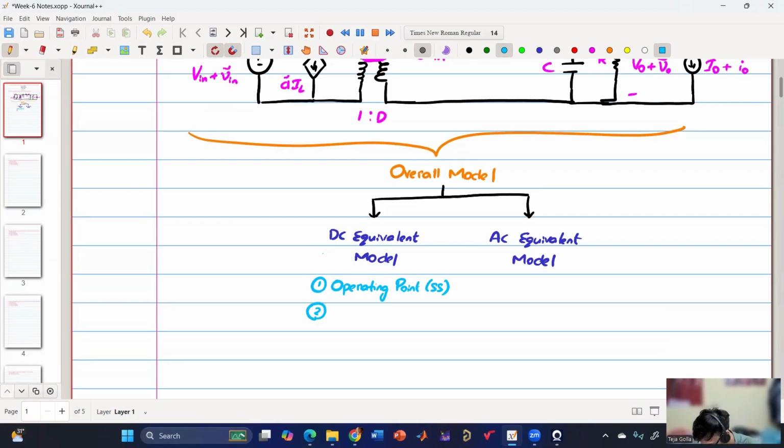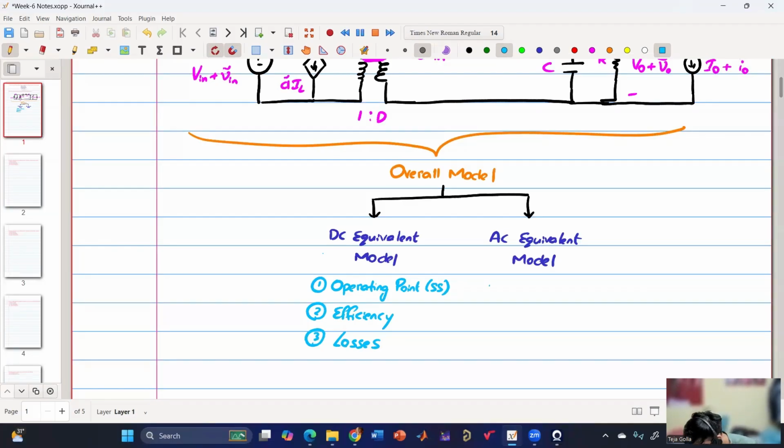And we have also seen we can get the details regarding the efficiency. So if we want to see what is the efficiency at which our converter is operating, then we can use the DC equivalent model and calculate the efficiency. Also, if you want to calculate some losses, you can also calculate the losses from the DC equivalent model, because they are all steady state models.